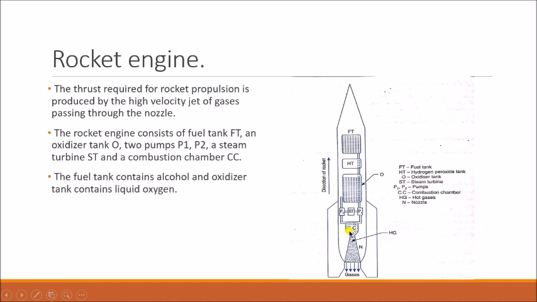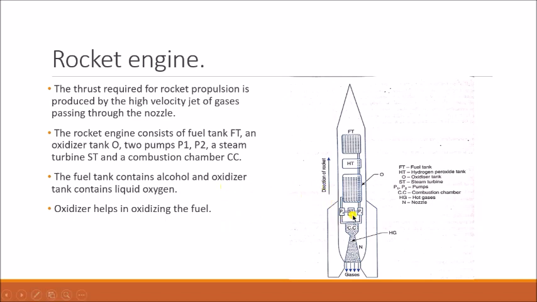Clear? Next, the fuel tank contains alcohol and the oxidizer tank contains liquid oxygen. The fuel tank contains alcohol, so that is the fuel used, and the oxidizer tank consists of liquid oxygen. The fuel and oxidizer are supplied by the pumps to the combustion chamber, where the fuel is ignited.